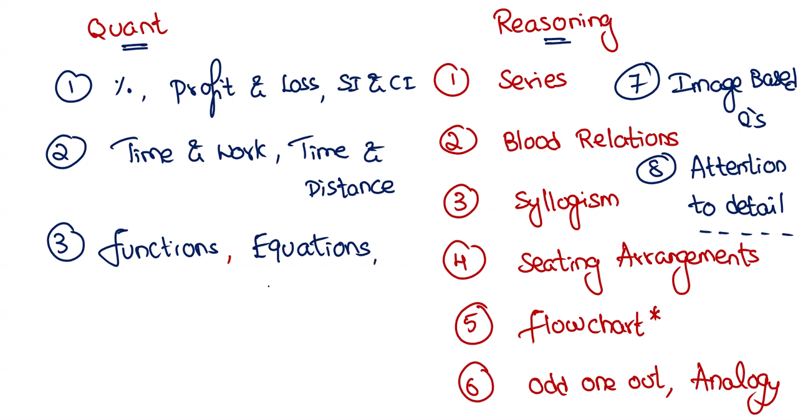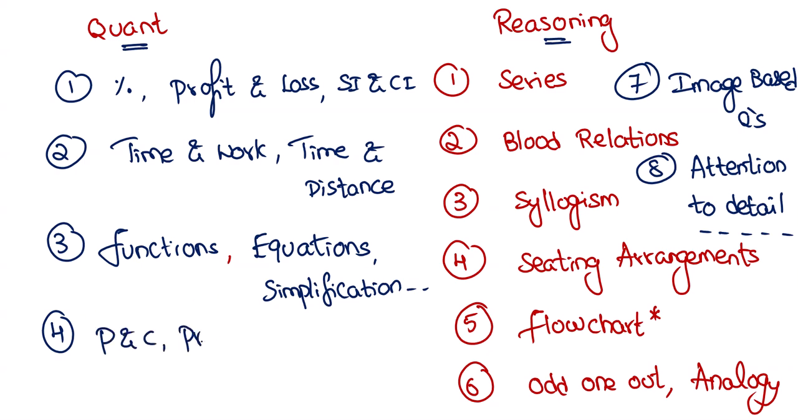In fact, one or two simplification related questions we can expect. Permutation, combination, probability, I'm writing simply as PNC, comma, probability. PNC means permutation, combination, and probability. A couple of questions from that. Logarithms you can find here, guys. They're giving very basic questions related to logarithms also.